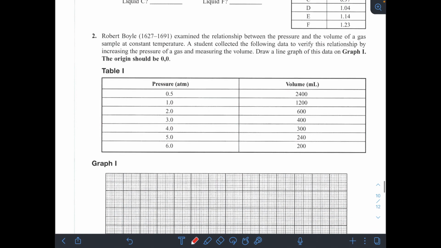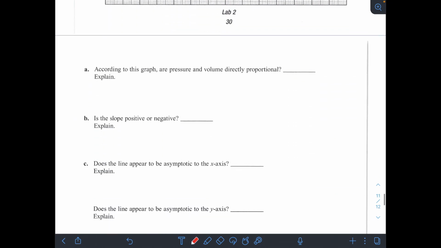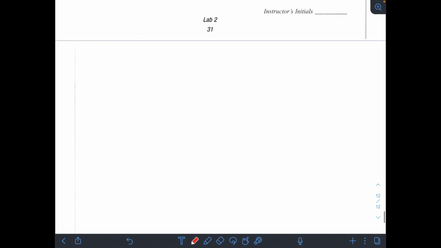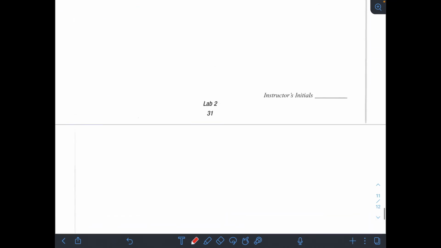All right, so looking at this information too, reading these instructions, it says that the relationship is by increasing the pressure of the gas and measuring the volume, right? If something's measured, it goes on the y-axis. All right, and then again, answering some questions about that. I believe that's all. It is.